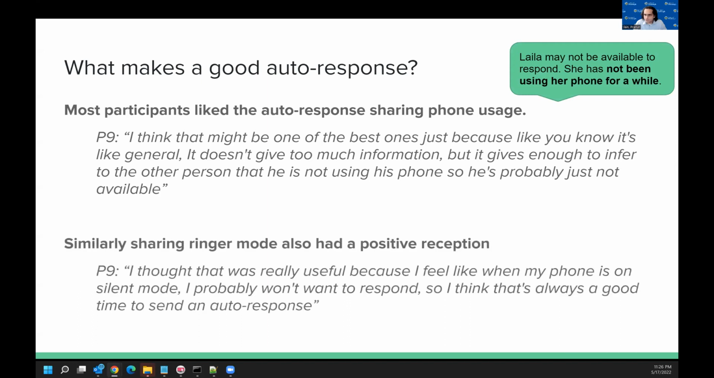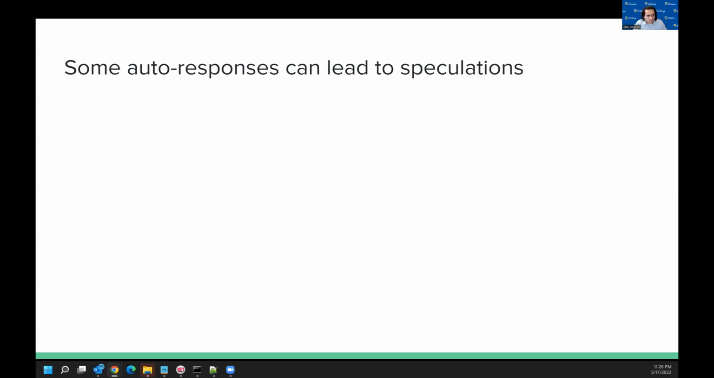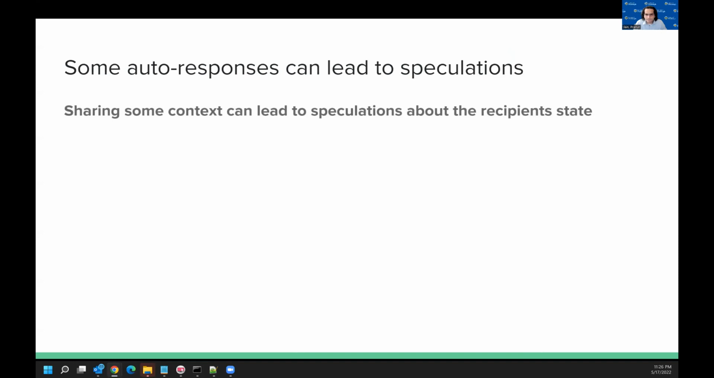Similarly, most participants also found auto-responses sharing ringer mode useful. P9 felt that sharing ringer mode was useful since they are less likely to respond when their phone is on silent mode. P7 described why they preferred concise auto-responses as they did not leave room for speculations.